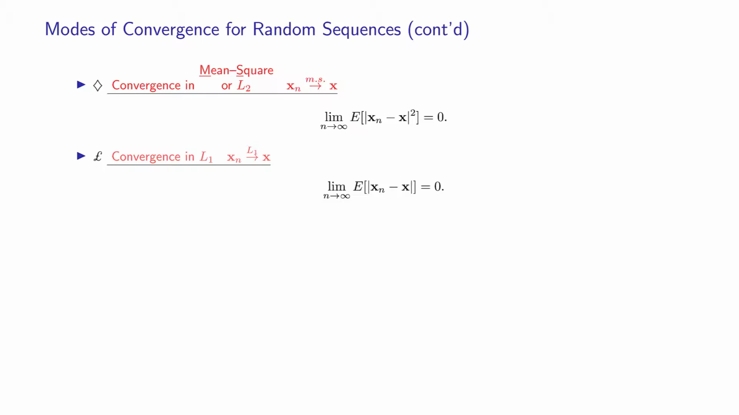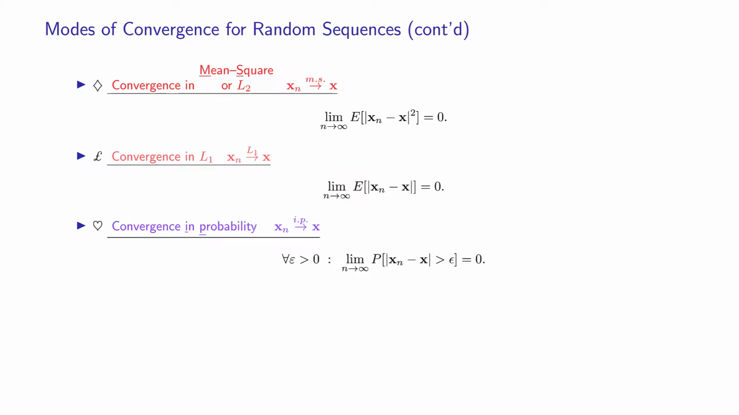Obviously, instead of mean square, if you remove this square here and put just 1 instead of 2, it is called convergence in L1 or L1 norm. So there is a relationship between these two. One of them is stronger than the other one, and we have to learn which one is stronger.